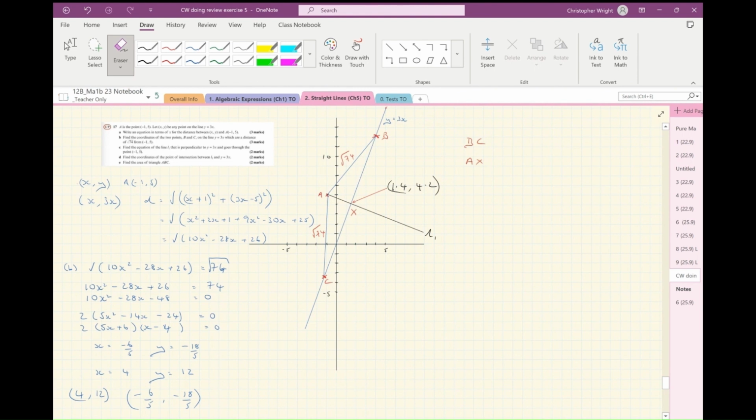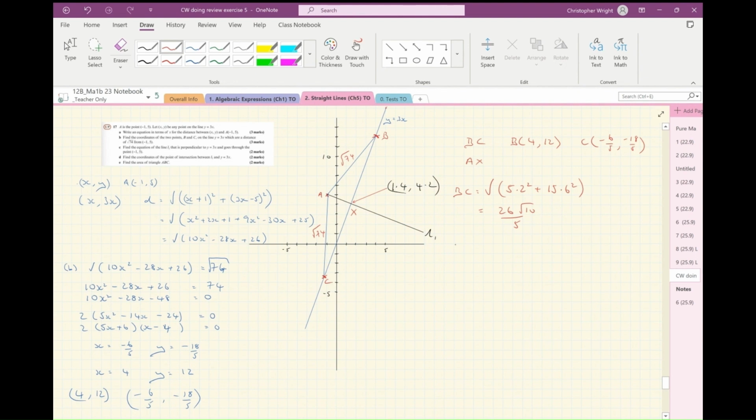Right, BC. Well, B is the point (4, 12), and C is the point (-6/5, -18/5). So I can find the length of BC by looking at the square root of, what's that going to be, 5.2 squared, plus I've got 12 and another 18/5, 15.6 squared, and square rooting that. When I do that on my calculator, I get 26 root 10 over 5.